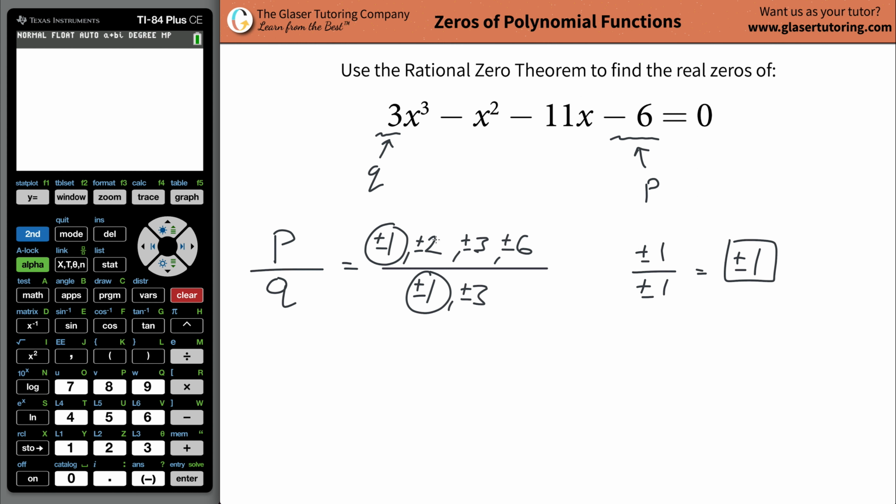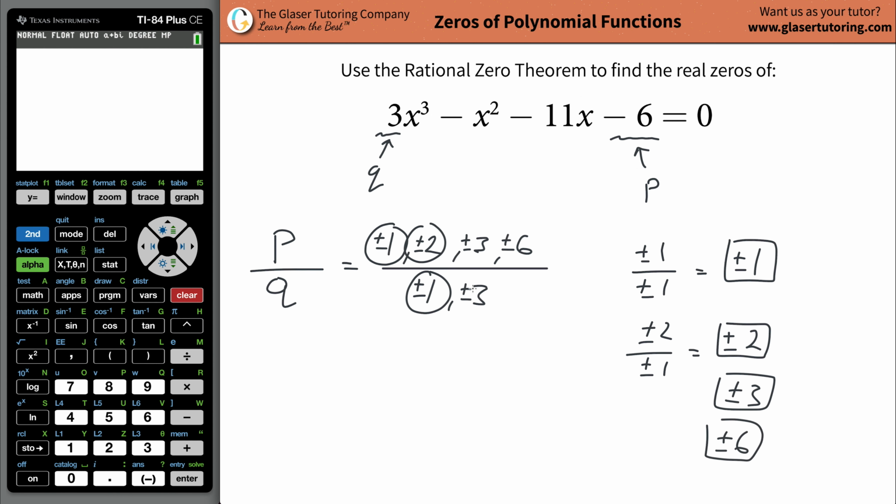Then you would do the same thing for the next. You would take your plus or minus 2 and divide it by plus or minus 1, and you would get plus or minus 2 over plus or minus 1, which arrives at plus or minus 2. And you would keep doing this. Then you would do the 3 and the 1, which gives you plus or minus 3. Then the 6 and the 1, which gives you plus or minus 6. And then you have to repeat the process.